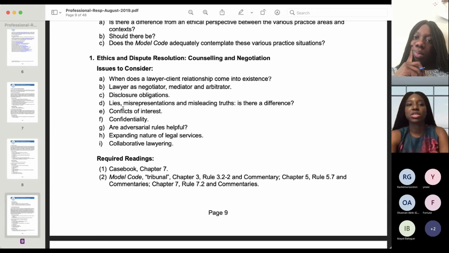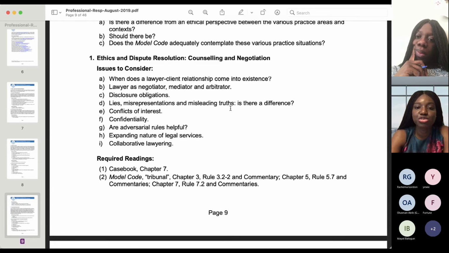So what I just talked about comes under lies, misrepresentation, and misleading truths. Is there a difference? You have to know the difference. Which one is bluffing? Which one is an outright lie? Which one is a misleading truth? Okay.